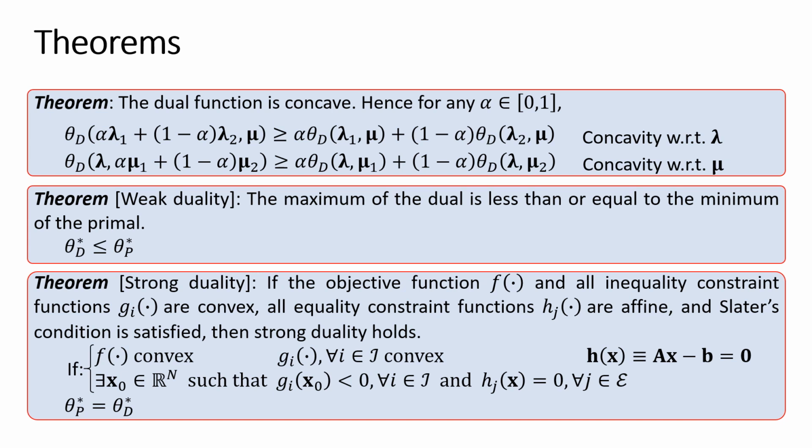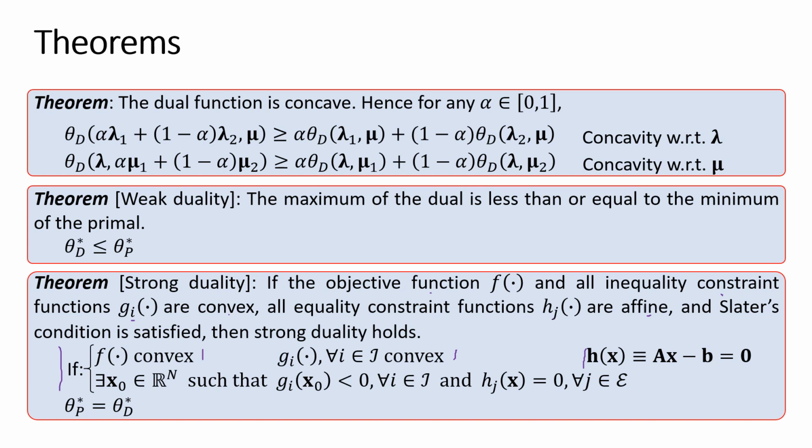Theorem, strong duality. If the objective function f and all inequality constraint functions gi are convex, and all equality constraint functions hj are affine, and Slater's condition is satisfied, then strong duality holds. So these are the conditions that need to be satisfied. The function f must be convex. Each gi of x must also be convex. The hj of x must be affine.